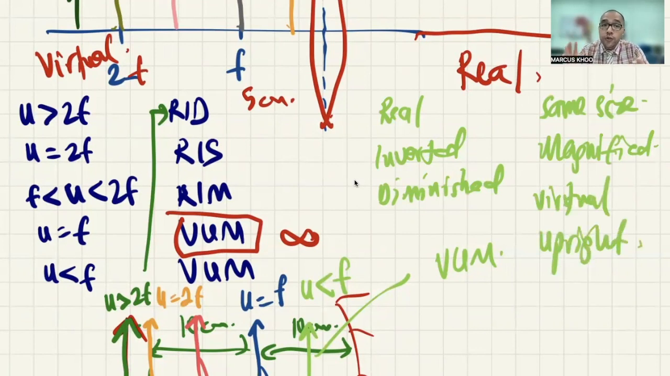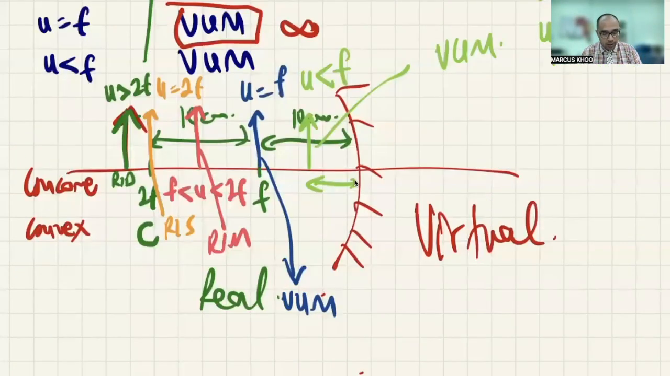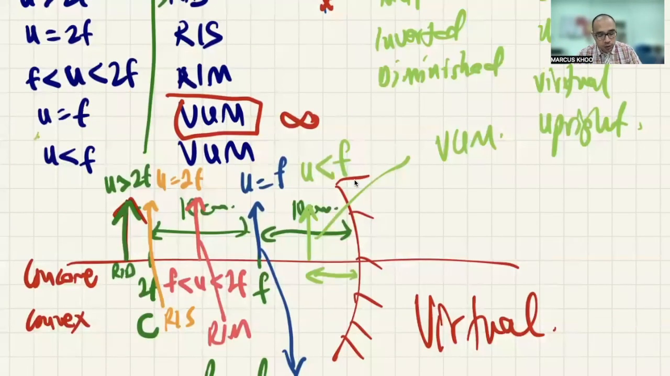Okay, so usually you want to remember the positions and the image. Just remember that RED, RAISE, RIM, VUM, VUM. Okay, so remember it in this order. Okay, RED, RAISE, RIM, VUM, VUM. Except that the first VUM, where u equals f, is a little bit special.